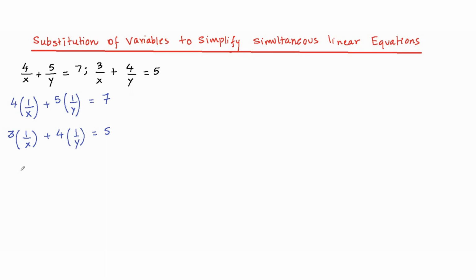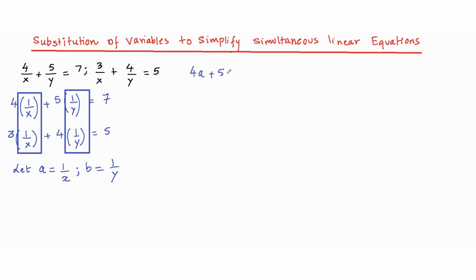Now the substitutions that I'm going to do is, let a be 1 by x and let b be 1 by y. So I notice this 1 by x part in both the equations. So in place of 1 by x, I'm going to substitute a, and I've noticed 1 by y also in both the equations. So instead of 1 by y, I'm going to substitute b. So the equations that I get is 4a plus 5b is equal to 7, and 3a plus 4b is equal to 5, right? So this is my first equation, this is my second equation.